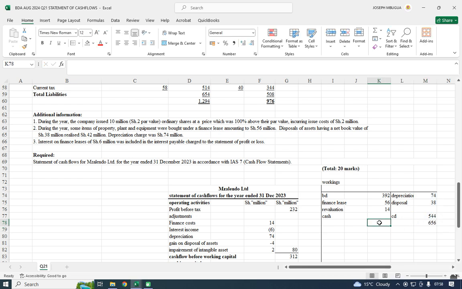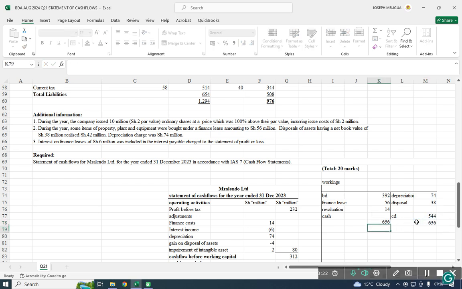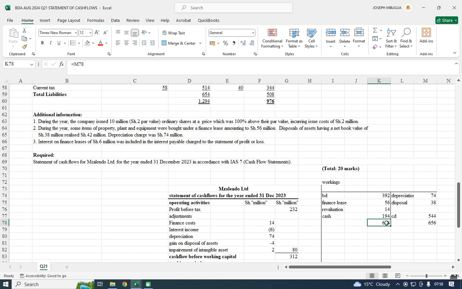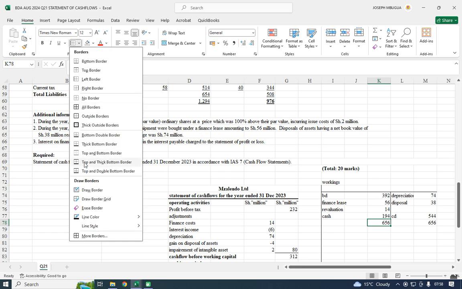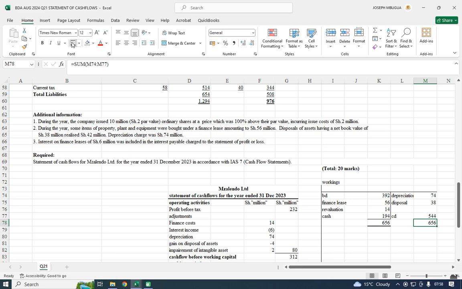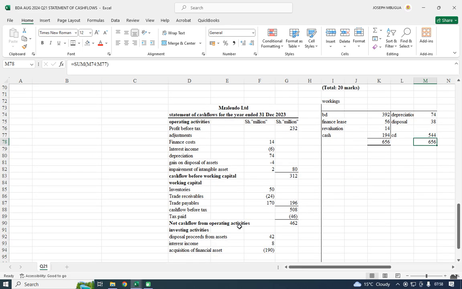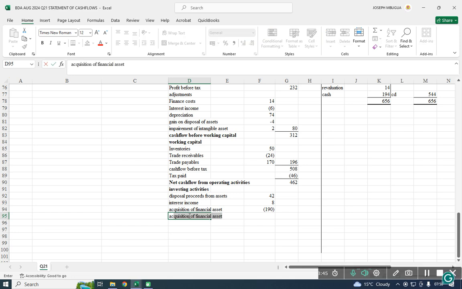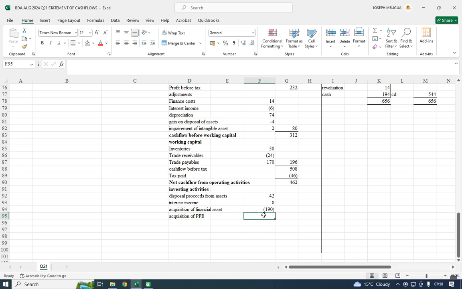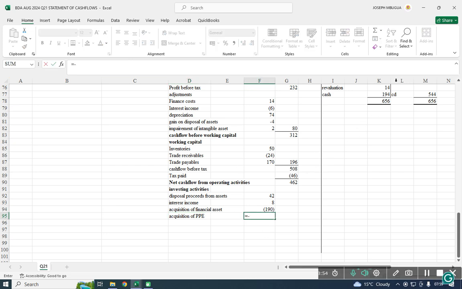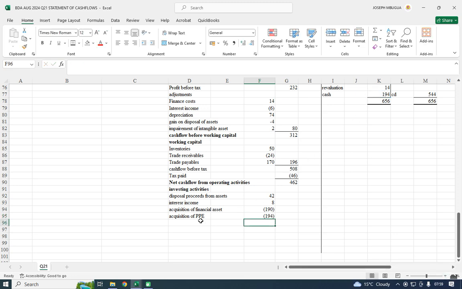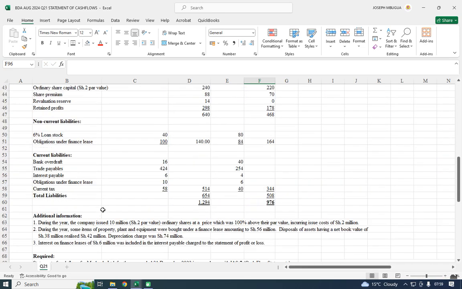So this total will be 656, and this one will be now the difference. We minus this, we minus this, and we minus this. You'll find that we had 194 as what we had acquired, 194 for the acquisition of PPE. So here, acquisition of PPE, and this PPE we acquired is a negative, 194. I think that's all.